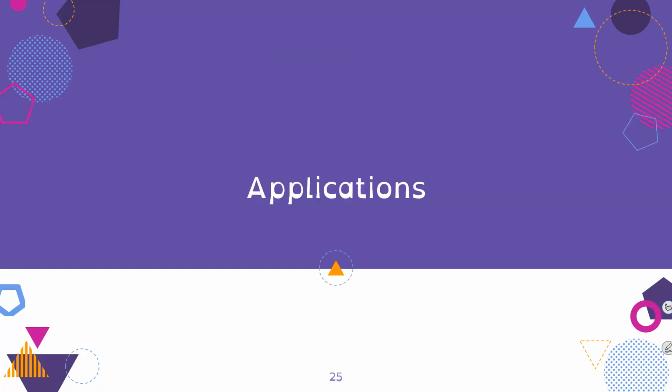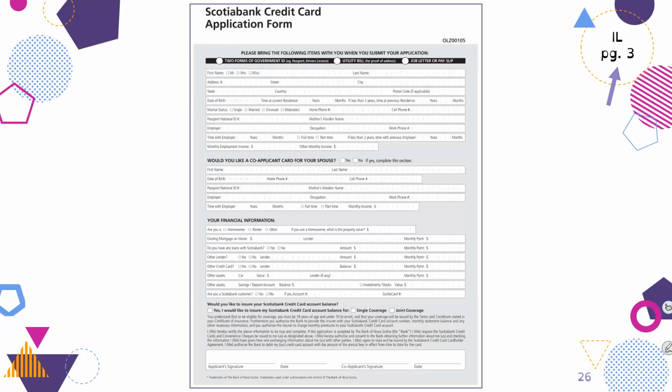Okay, so now we sort of understand how credit cards work. Then there's an application process that we want to understand. And this is on page 3 of your IL booklet. So when you're applying to a credit card company, you need to give them a bunch of information about yourself in order for them to give you a card and say that they're willing to give you access to this credit.